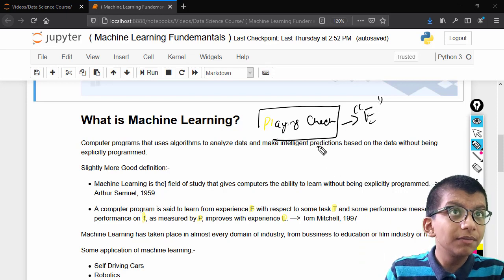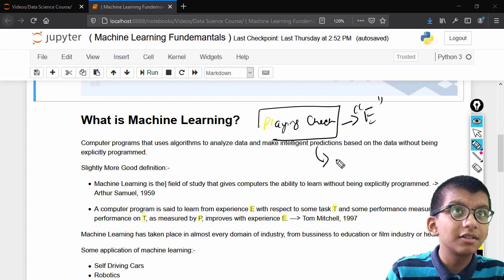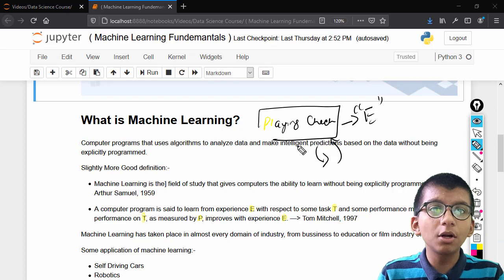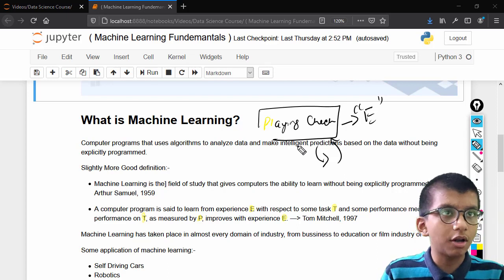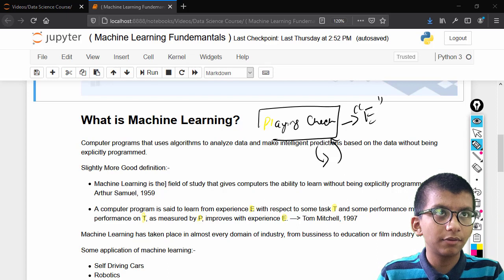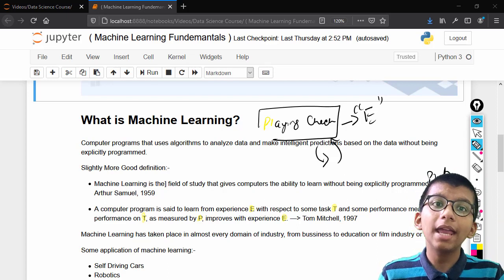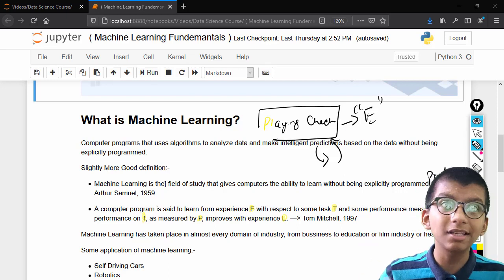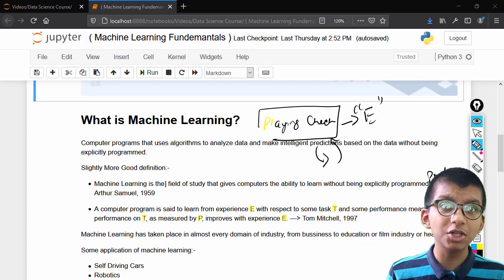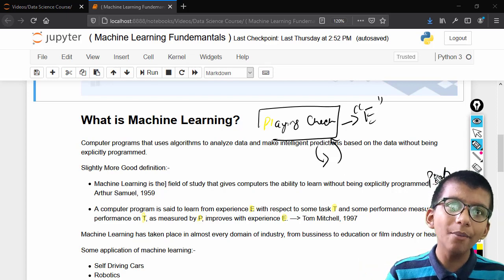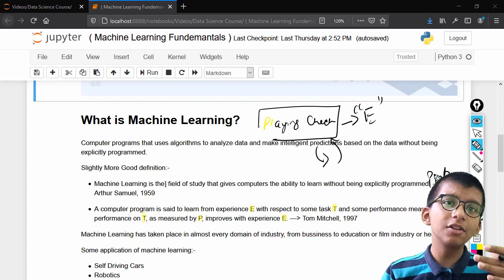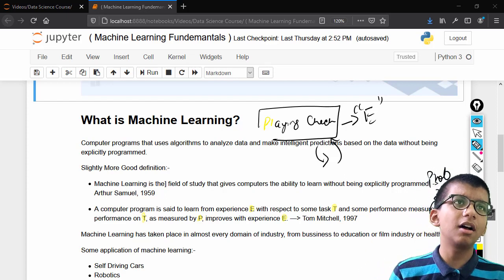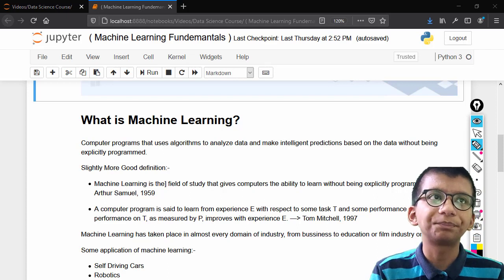What is the task here? The task is playing checkers. What is the performance? It checks whether the computer will win the next game or not. So it's a probability. If it failed, then it improves itself and learns from the experience because it failed. And if the machine won, then it learned from the experience how it actually won. So all the data, it learns from the experience on which its task is being done. So now it makes a good definition.